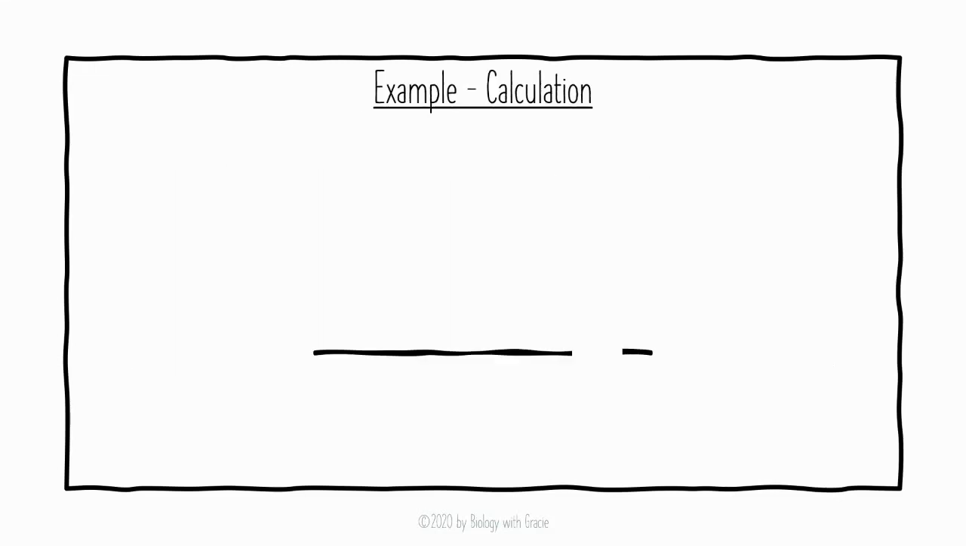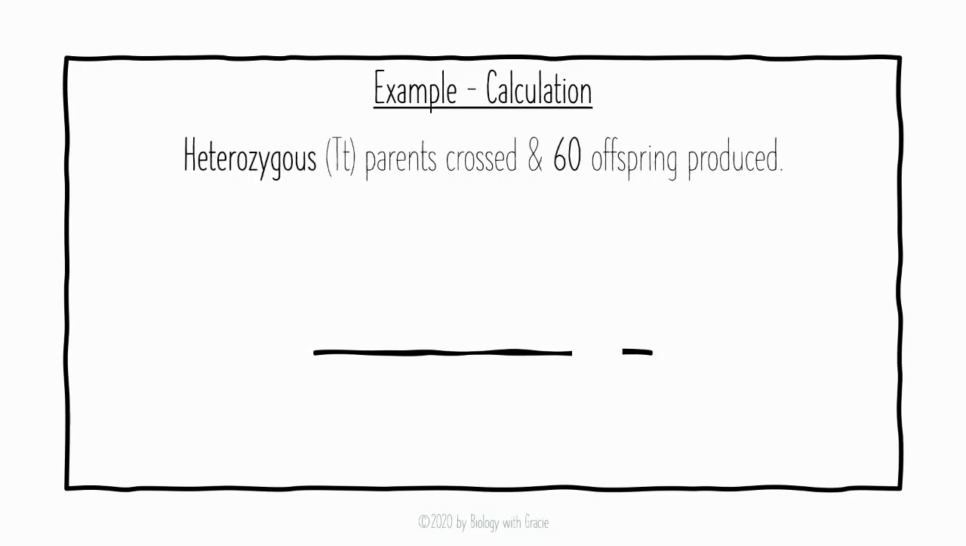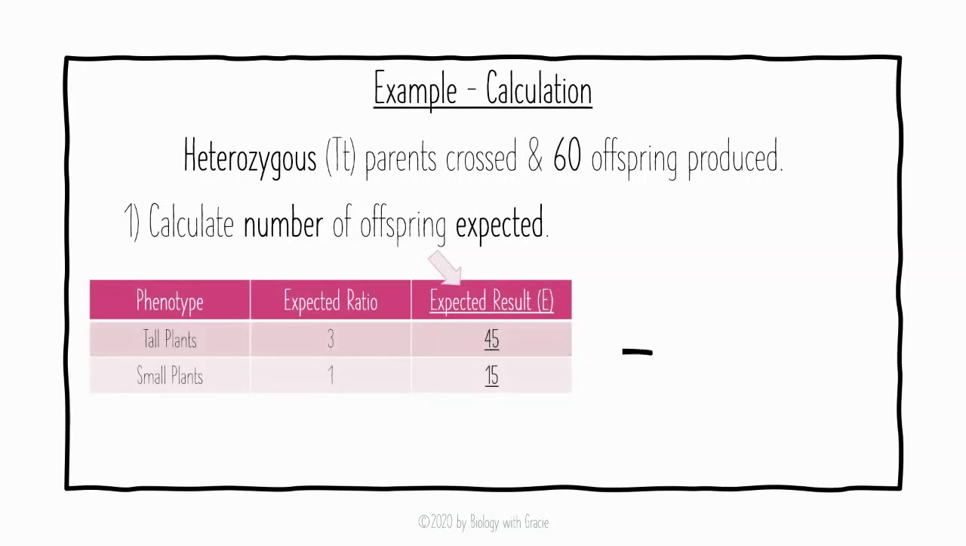So now we're just going to go through an example of a calculation we would make. We've got our heterozygous parents, big T, little t, and they are crossed. In this experiment, 60 offspring are produced. First, we need to calculate the number of offspring we expect. We have our phenotypes, tall plants and small plants. Our expected ratio is 3 tall plants to 1 small plant. So our expected result is therefore 45 for tall plants and 15 for small plants.